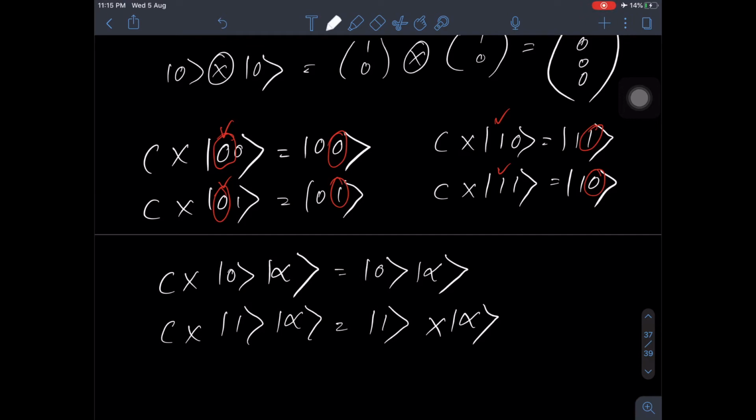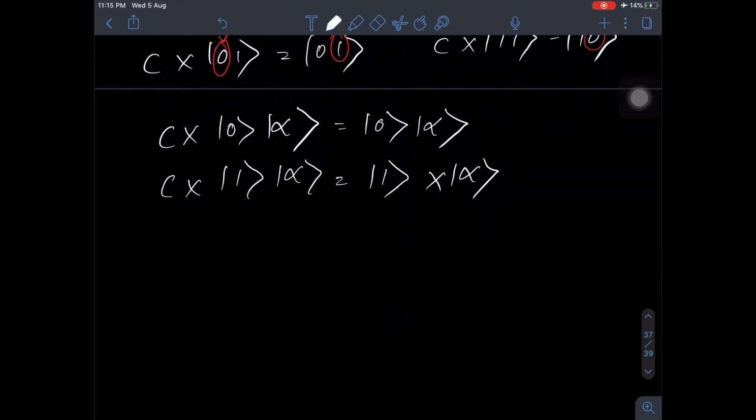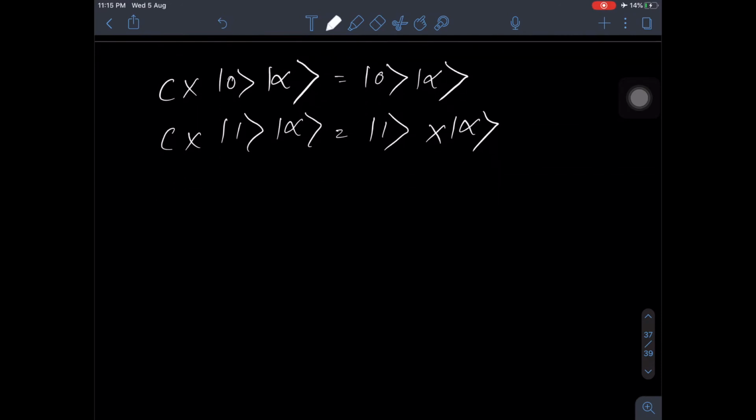But sometimes there can be some ambiguity about which one is the control qubit and which one is the target qubit. For that, we write it like this: CX12, where the first index is always the control and the second one is the target. This is a notation that we use.